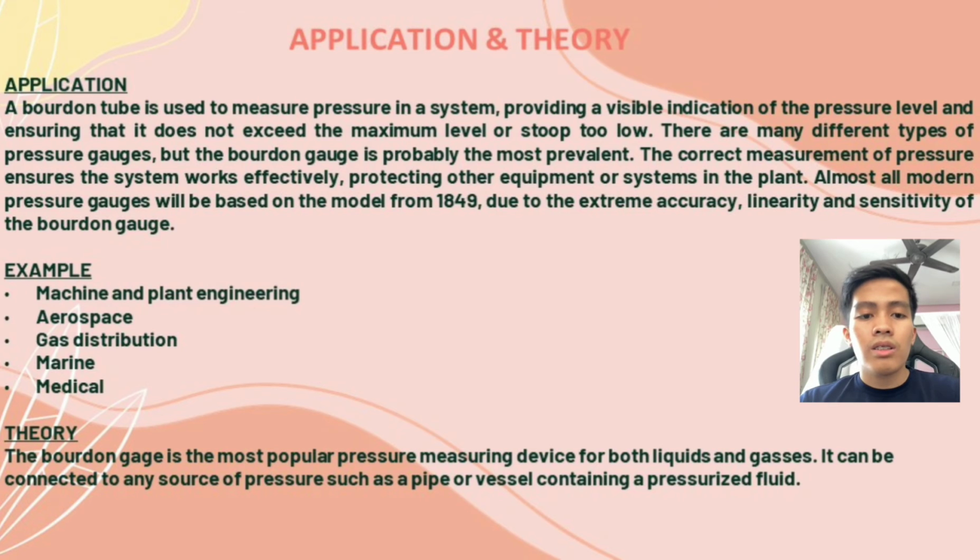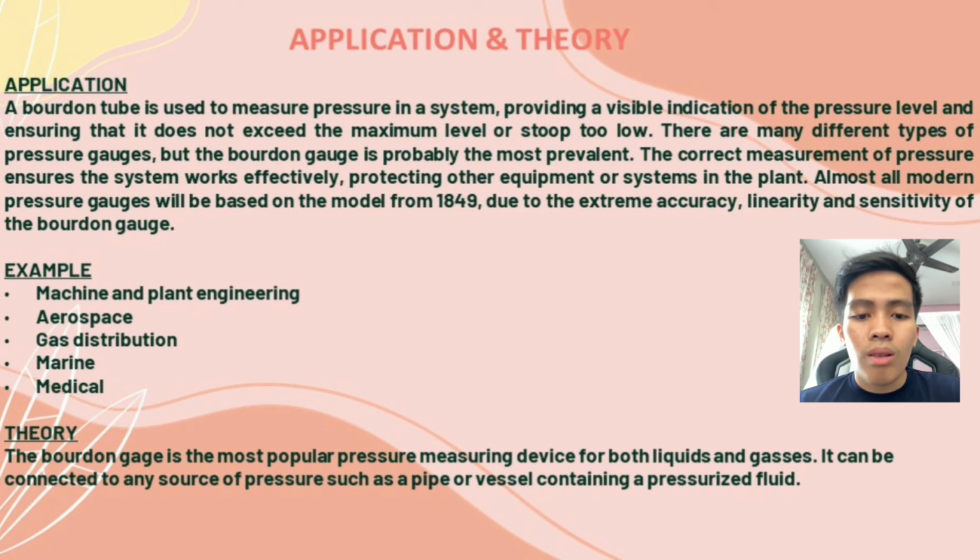Okay, now let's take a look at the application. This experiment requires a Bourdon tube. A Bourdon tube is used to measure pressure in a system, providing a visible indication of the pressure level and ensuring that it does not exceed the maximum level or drop too low. There are many different types of pressure gauge, but this Bourdon gauge is probably the most prevalent. The correct measurement of pressure ensures the system works effectively, protecting other equipment or systems in the plant.